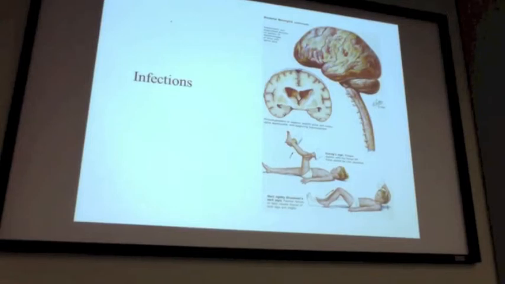Obviously, the treatment, if it's bacterial, is antibiotics. If it's viral, you give supportive therapy. And if it's an abscess, like an amoebic abscess, it's really, really, really hard to treat. There are just not a lot of good antibiotics for that, and so a lot of people who get that die. Any questions about infections?